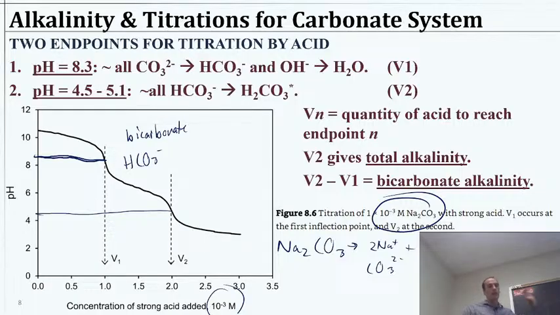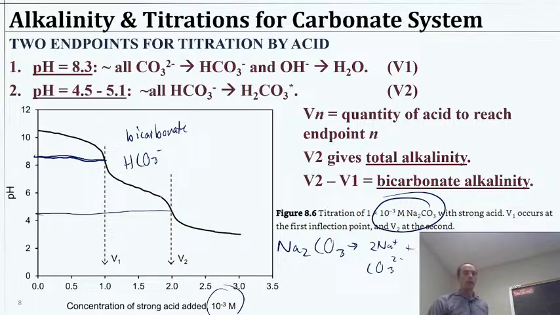And that gives us a nice, convenient way to say, okay, well, everything above that was not the bicarbonate stuff. Everything below that, to get to our total endpoint at V2, that's our bicarbonate stuff. Regardless, if we add enough acid to get to that second endpoint, then we've gotten rid of all of our alkalinity.